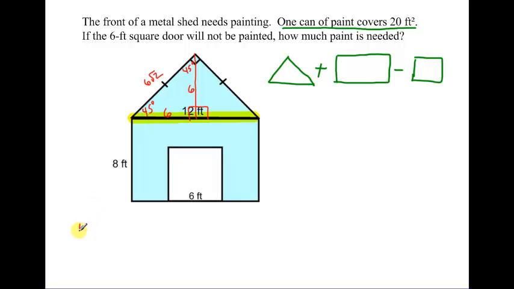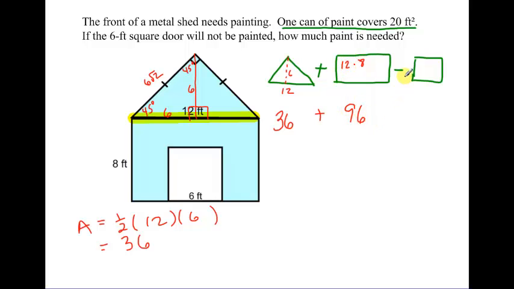Alright, so my area for the triangle is half of the base times the height. Now looking at this triangle, remember I'm doing the whole roof. The whole base across is 12, and then the height down is 6. So I'm going to use 12 and 6 in there. That's going to give me a total area of 36. So 36 is my triangle area. Now let's do the rectangle. How far across the rectangle? Well, that's 12. It's a 12 by 8 rectangle. 12 by 8, so 96 is the area of my rectangle.